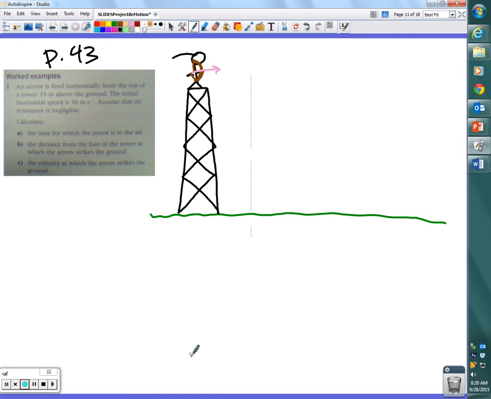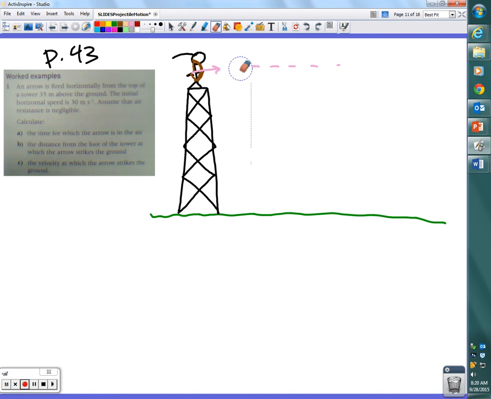So, it says here in the problem that the arrow is fired horizontally, so it's set along this path. However, as soon as it leaves the bow, what starts acting on it? Gravity. So now it maintains that horizontal motion, but it also has a vertical motion that we have to deal with. And what's happening in the vertical dimension because of gravity? It's going to go down. What happens to its speed as it goes down? It accelerates, right, because of the acceleration of gravity.